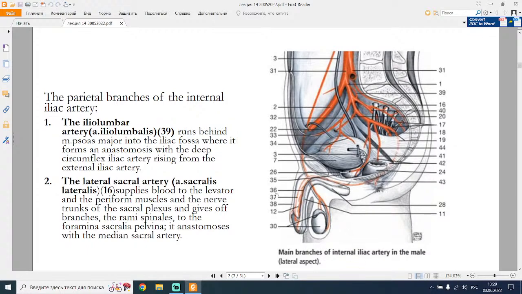The parietal branches of the internal iliac artery include the next arteries. The first artery is arteria iliolumbalis. It runs behind musculus psoas major into the iliac fossa, where it forms an anastomosis with the deep circumflex iliac artery arising from the external iliac artery.